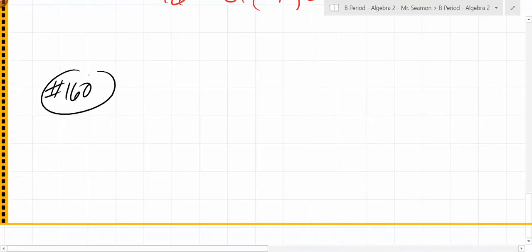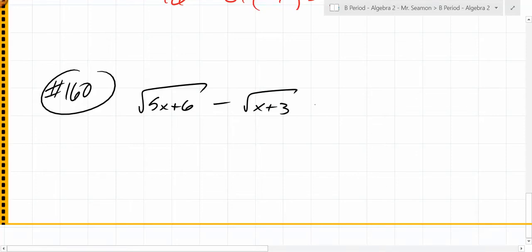Okay, so let's see this here. Oh, this is a good one: 5x plus 6 minus the square root of x plus 3 equals 3. What's the first step that I really like to emphasize when you do these?